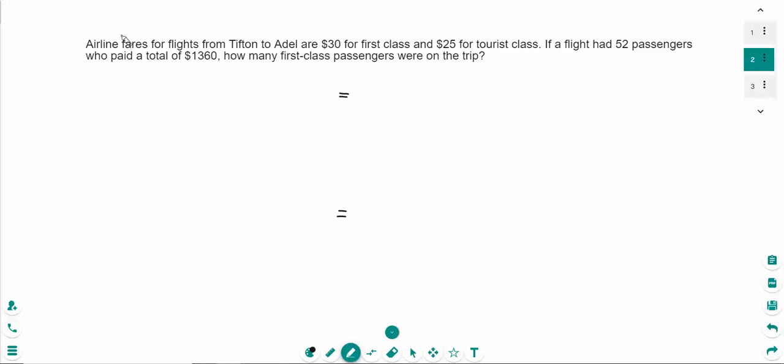Let's look at the first part. Airline fares for flights from Tifton to Adele are $30 for first class and $25 for tourist class. All right. So there are two kinds of tickets that we could be selling here. So we need to get some variables going here. So let's call the tickets that we're looking for, or maybe the passengers, maybe that'd be a better way to think of this. There are two kinds of passengers, and that corresponds to what they're asking in the end here. How many first class passengers were on the trip? So there's two kinds of passengers.